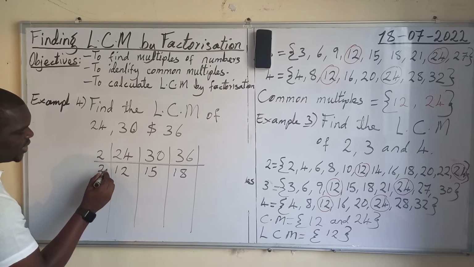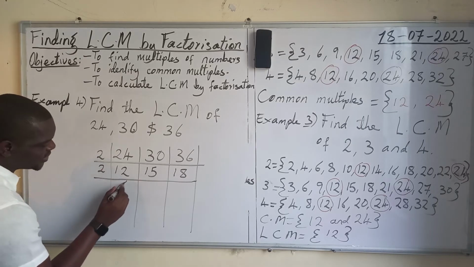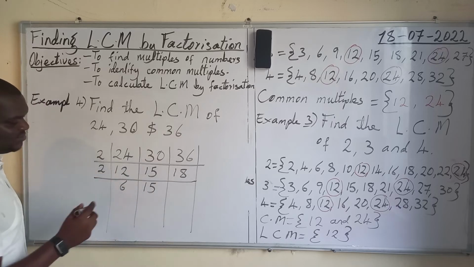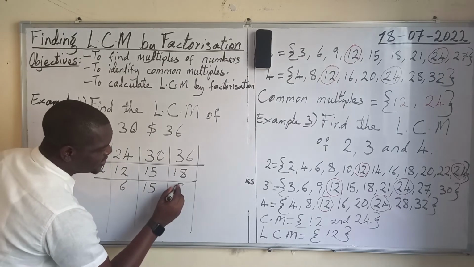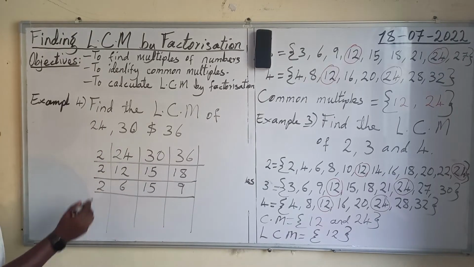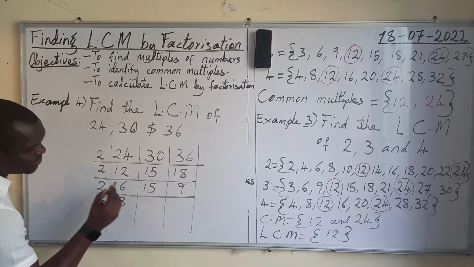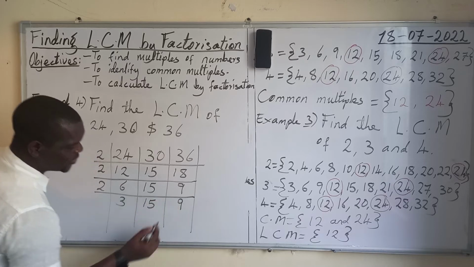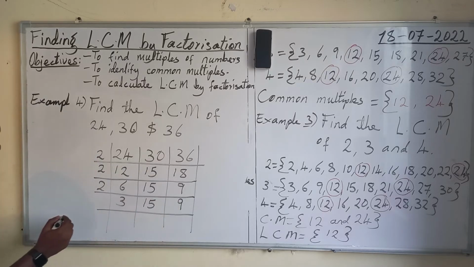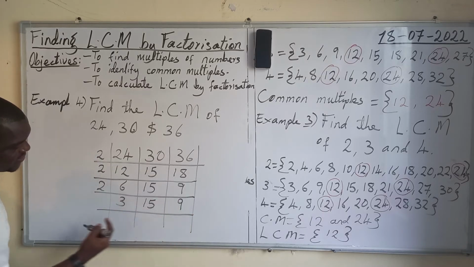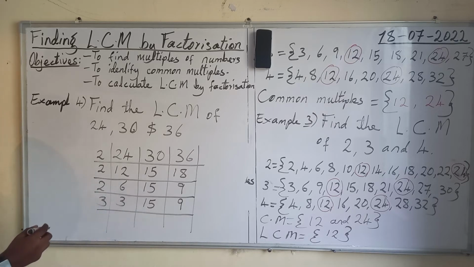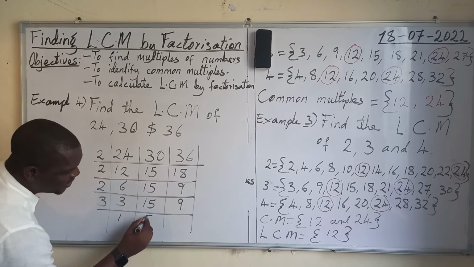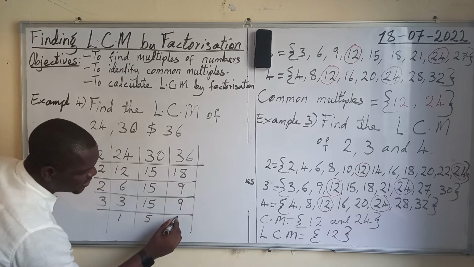We take 2 again. 2 divides 12 6 times. 15 it cannot, so you bring down 15. 2 will divide 18 9 times. 2 again will divide 6 3 times, will not divide 15, and will not divide 9, so it comes down. Let's take 3 now, because 2 cannot divide any of them, so we go to 3, the next prime number. 3 divides 3 once, 3 divides 15 5 times, and 3 divides 9 3 times.